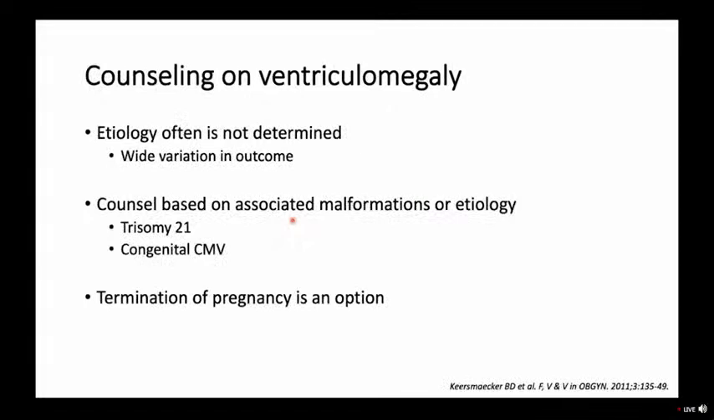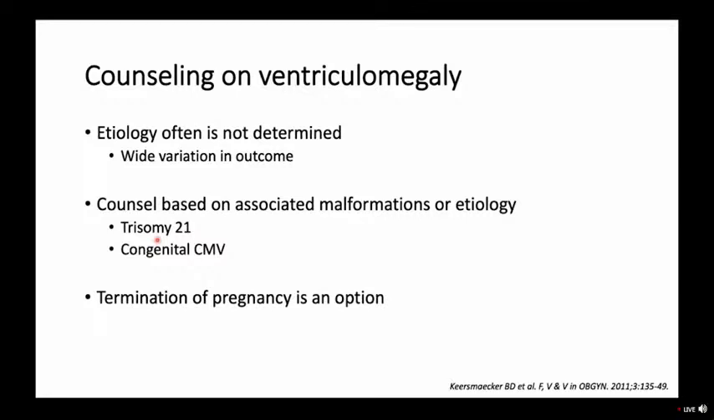We often don't find an etiology. There are common genetic circumstances when you do that amnio. Maybe we identify Down syndrome, trisomy 21. CMV is a common virus, so don't be surprised that you might see that on an amnio for PCR. We always want to counsel the patient depending on the severity, all of the other findings, and what the genetics are.